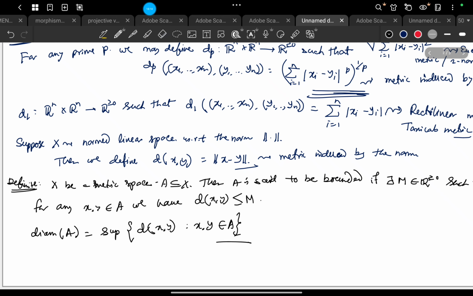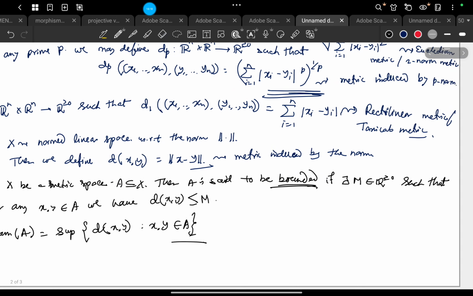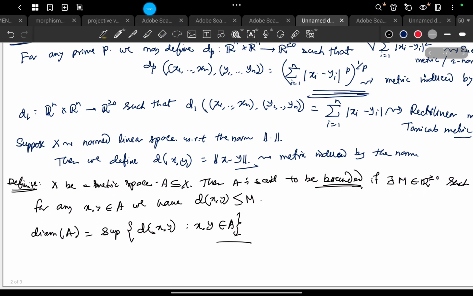Now, based on boundedness, which is why I have introduced this notion, we can define something called a standard bounded metric.